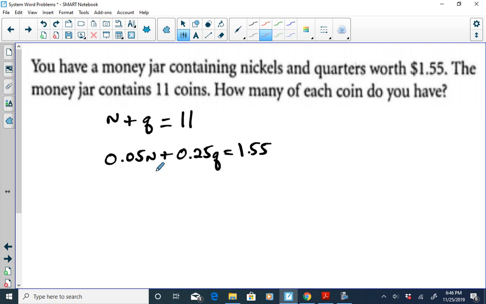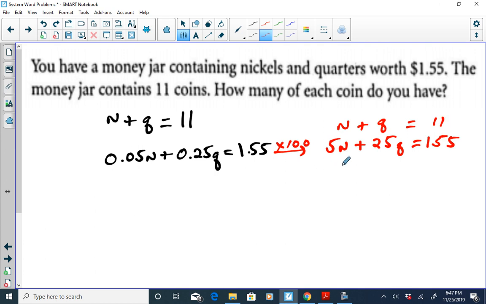Now, rather than work with these decimal quantities, we're going to first multiply this equation by 100 so that we get rid of the decimals. So 5/100 times 100, that's going to be 5n. Plus, multiply this by 100, that's going to be 25q. That's going to be equal to 155. And then we have n plus q is equal to 11.